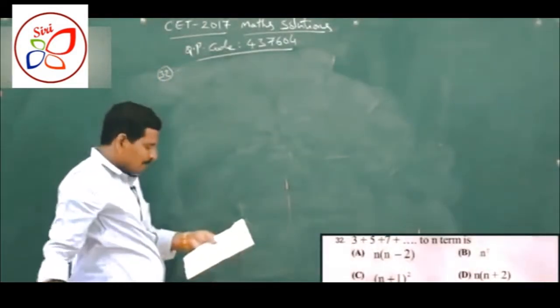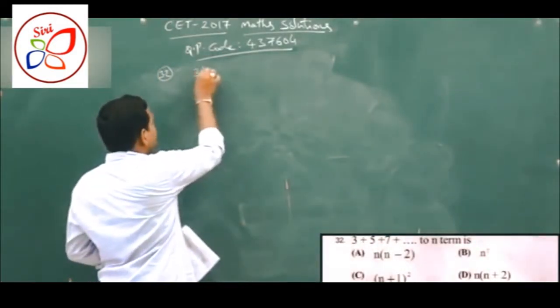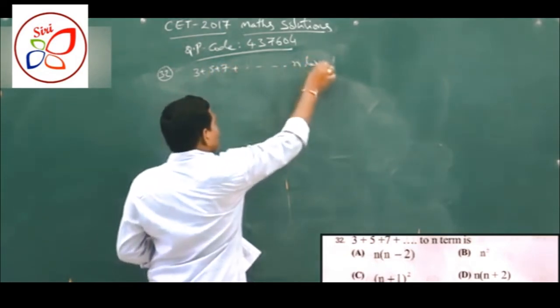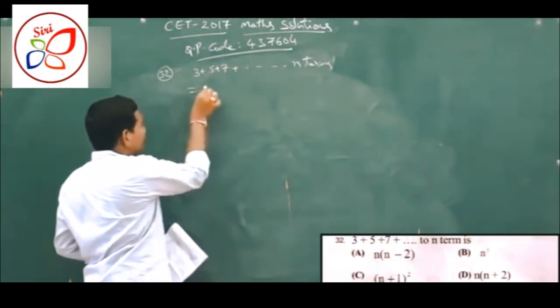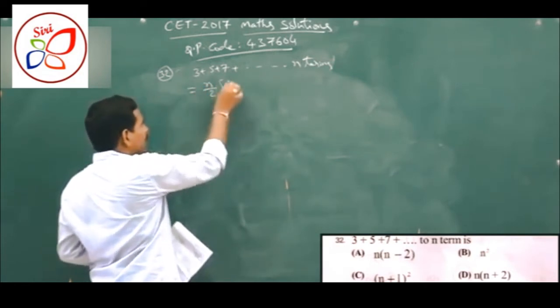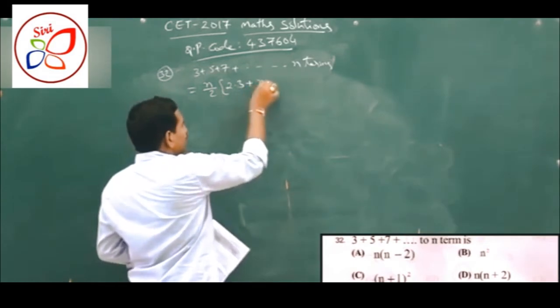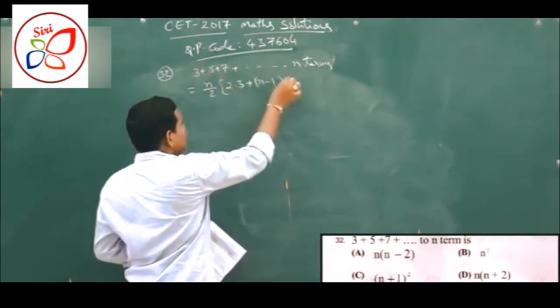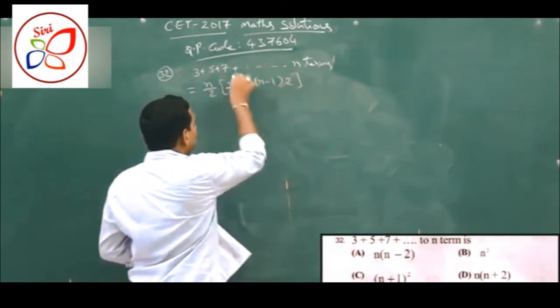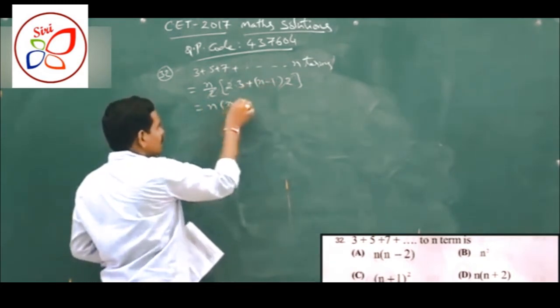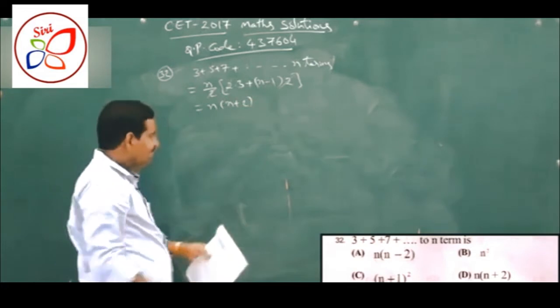32nd question. 3 plus 5 plus 7 and so on up to n terms, which is in AP. So n by 2 into 2 into A plus n minus 1 into D, difference is 2. 2 common and cancel, n into n minus 1 plus 3, n plus 2. So option is D.